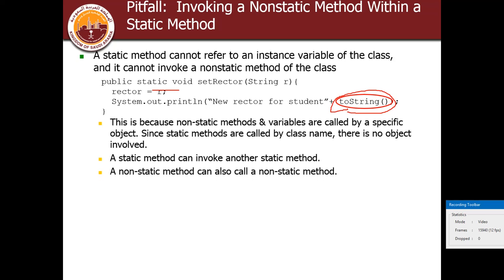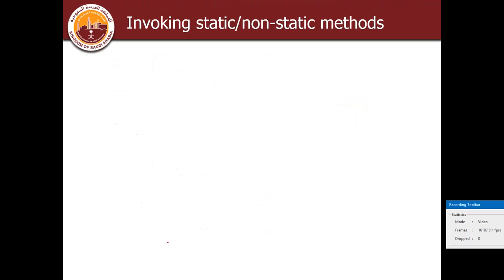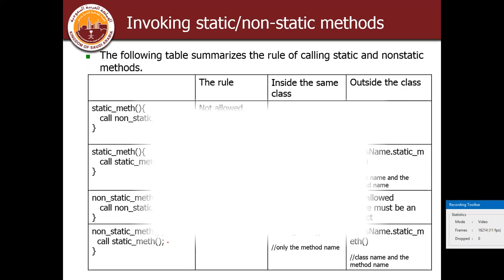A static method can invoke another static method. A non-static method can also call a non-static method, just like we have the rules. So for example, if toString is a non-static method, inside the non-static method I can call getGPA, which is a non-static method, because the toString method is called by an object, and getGPA will also be called by the object. So because they are non-static methods.